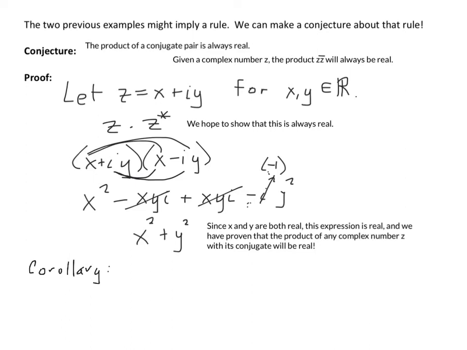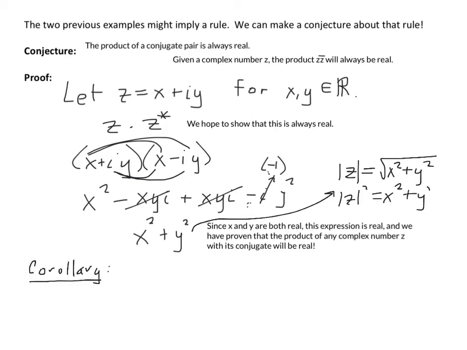A corollary is when you may have just proven something and then notice something else along the way. So a corollary is sort of like a statement that comes after another conjecture that you've just proven, or comes after a theorem that follows closely from it. And the corollary that I want to get to is this x squared plus y squared. I feel like we've seen that before. Isn't the modulus of z supposed to be the square root of x squared plus y squared? So wouldn't that mean that the modulus squared is x squared plus y squared?